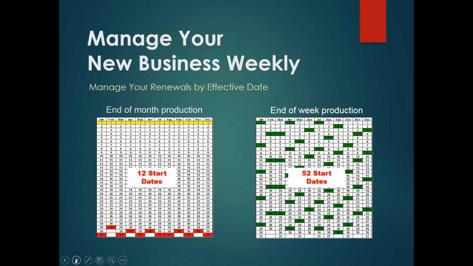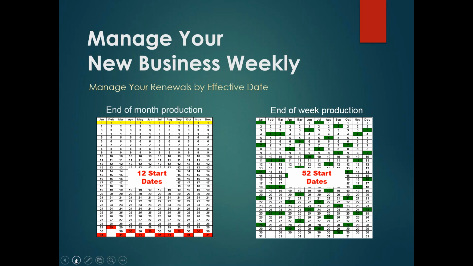Okay, so here's what I meant by managing your new business weekly. At our company, we use this. We publish a report every week on how we did. We call that 52 start dates. So when you do it by month, and by the way, some people don't even look at how much new business they're writing, which is a huge mistake because you're managing your company blindly.